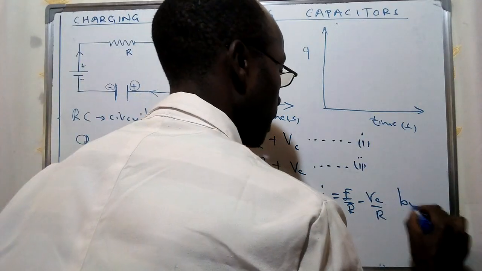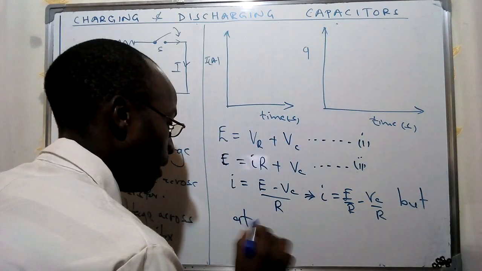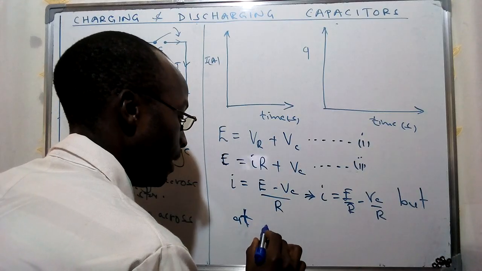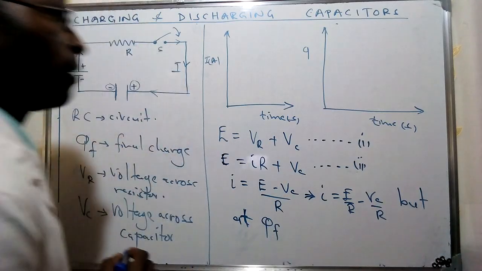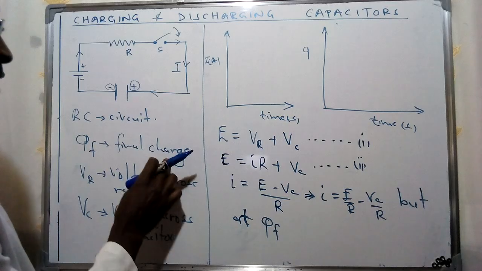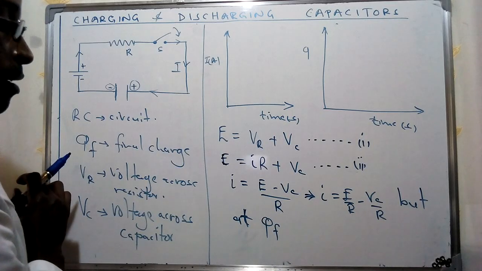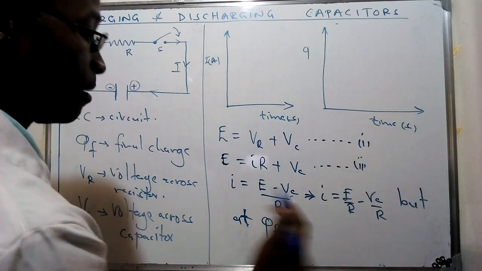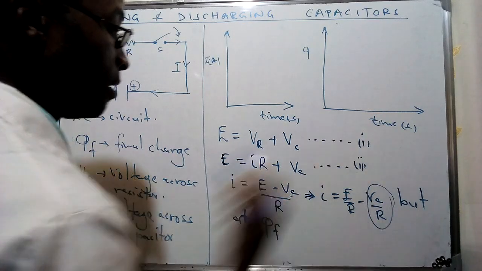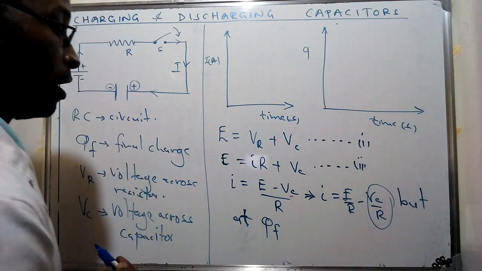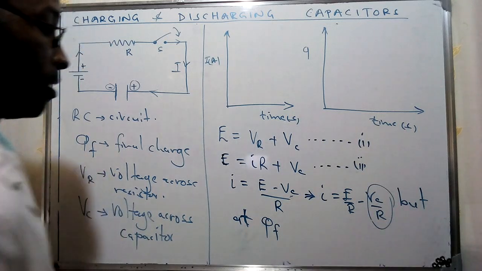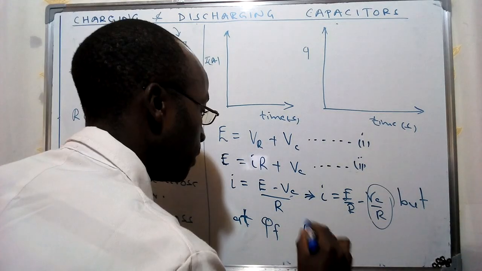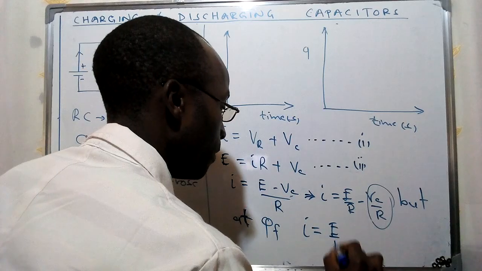But we said that at Q_F, the time when the final charge has fully accumulated, the current will be zero, and therefore V_C is going to have a zero value at this specific point, which is going to be the current at this final part, and therefore we're going to have this given as E over R.